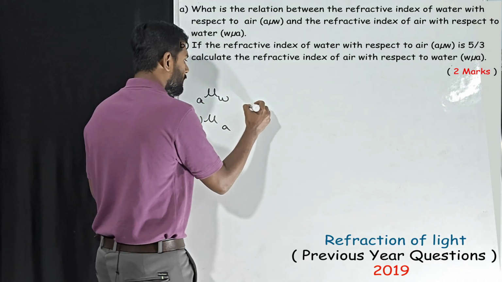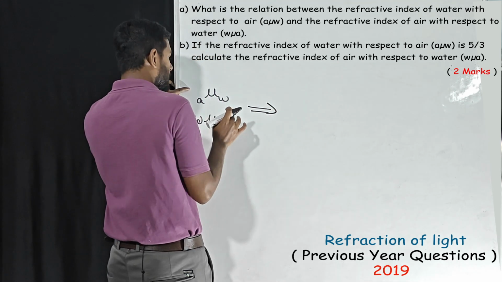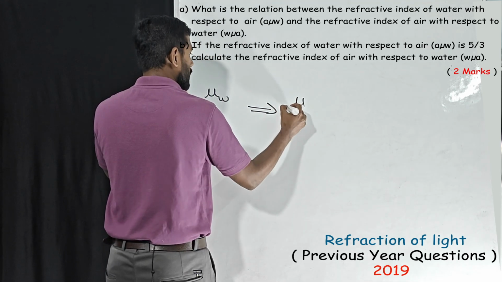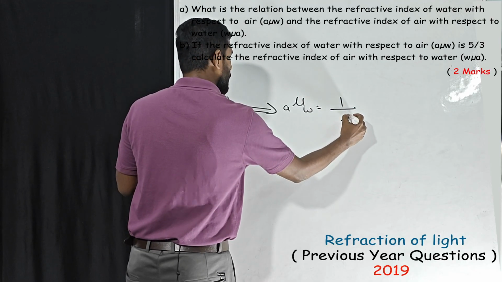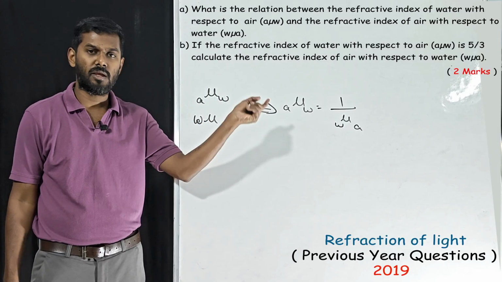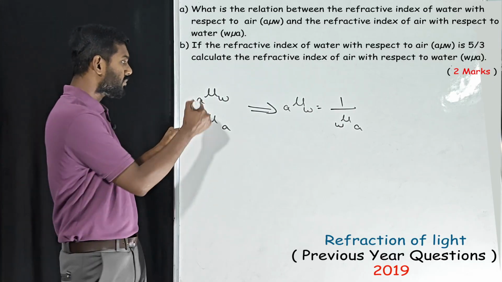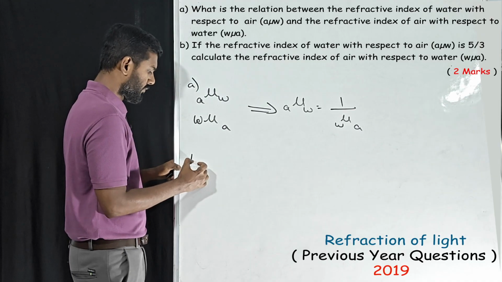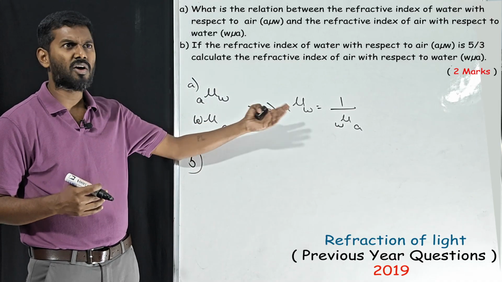Very simple. The answer is, you can write any one first, mu AW is equal to 1 by mu WA. This is the relation. They are inversely proportional. Okay, the first question is done. Second one, this is the basics. This is what we have learned in concepts.